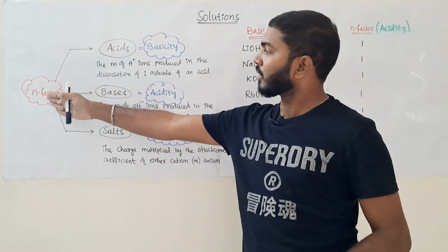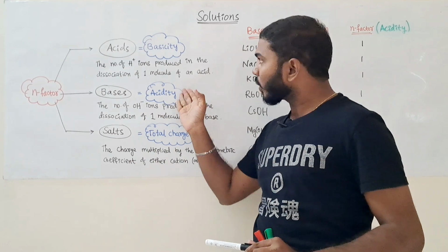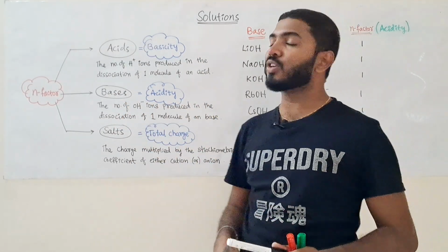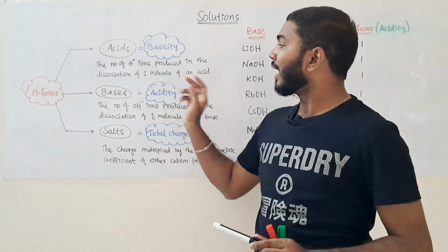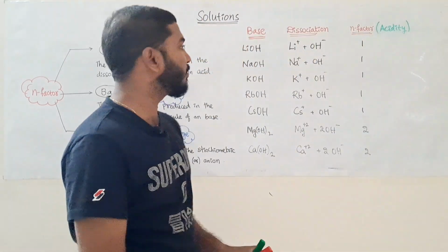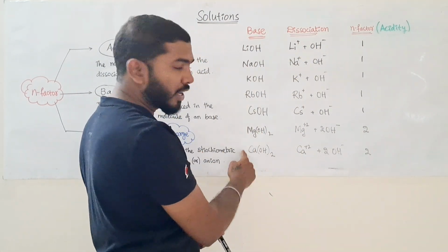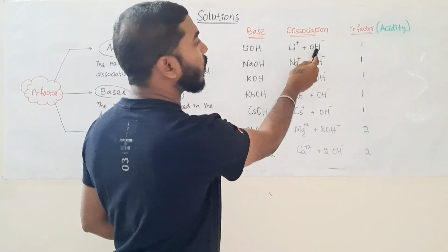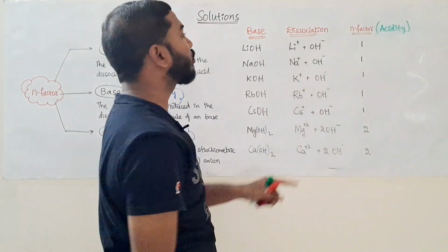Generally for bases, the N factor we take as acidity, and it is quite opposite to basicity. That is, the number of OH minus ions produced in the dissociation of one molecule of a base is nothing but acidity. If you can see here, I have given a few examples: lithium hydroxide, all the first group bases, and I gave 2 second group bases also. Lithium hydroxide can give 1 OH minus ion, so its N factor, which is acidity, is going to be 1.